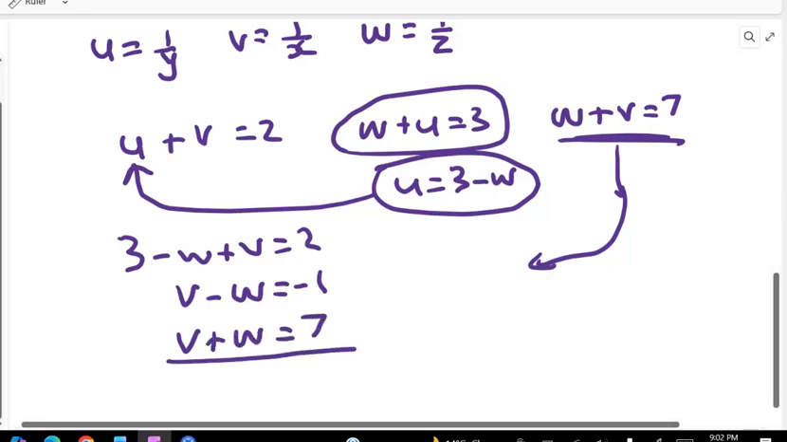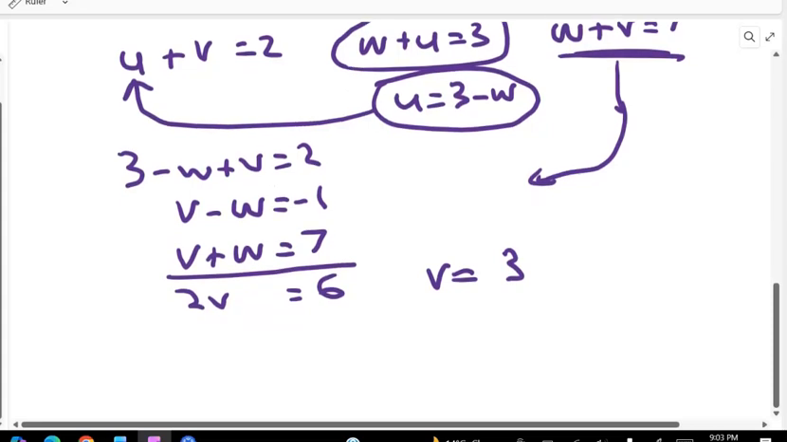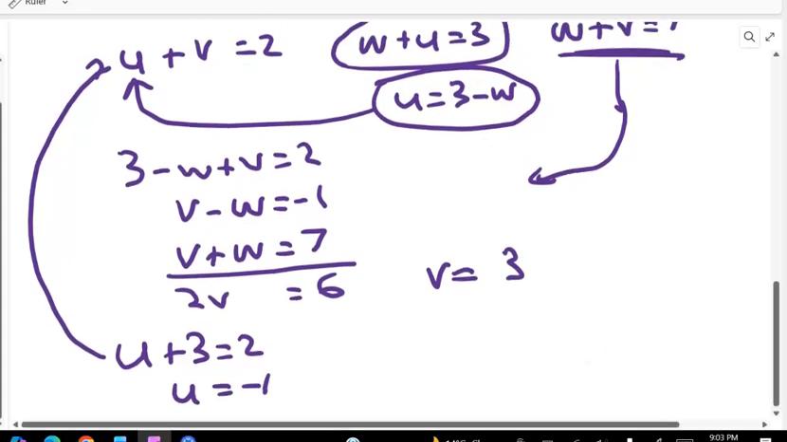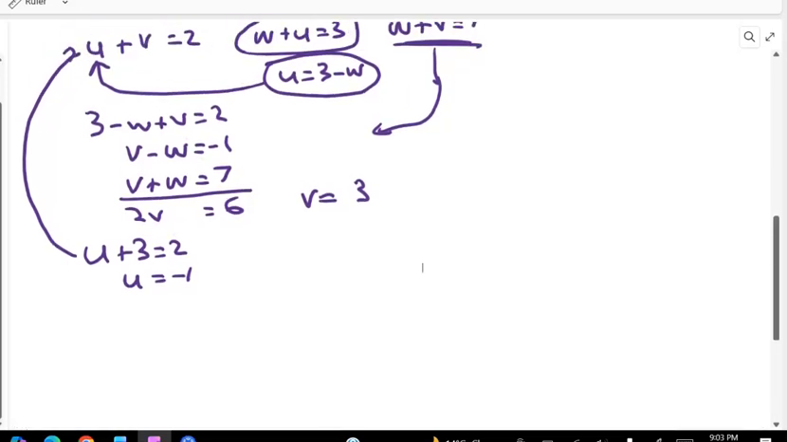We're going to add them together. We get 2v is equal to 6. So v is equal to 3. Working backwards, v is equal to 3. u plus 3 is equal to 2. Substituting into here. So u is equal to negative 1. And w plus u equals 3. So I'll just try and shrink the screen down a wee bit. So w minus 1 equals 3 gives me w equals 4.